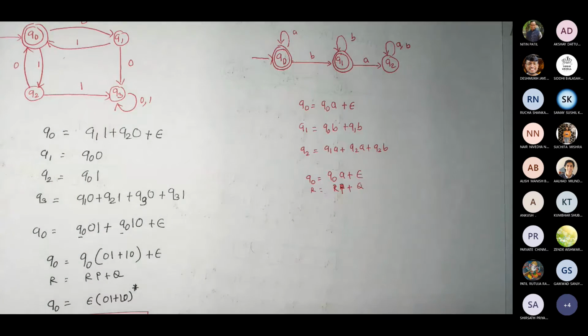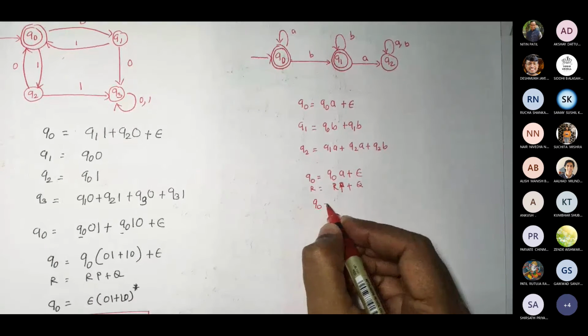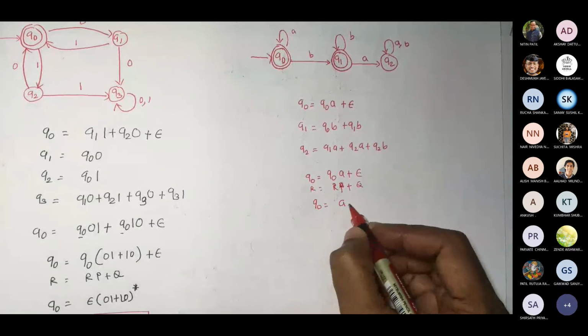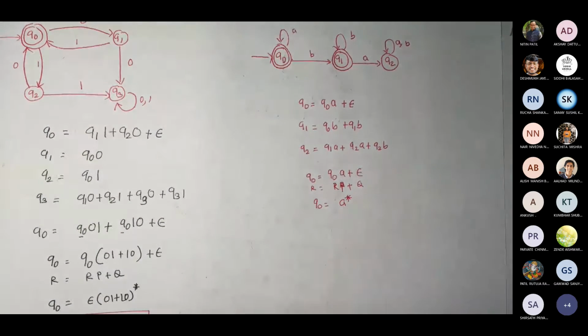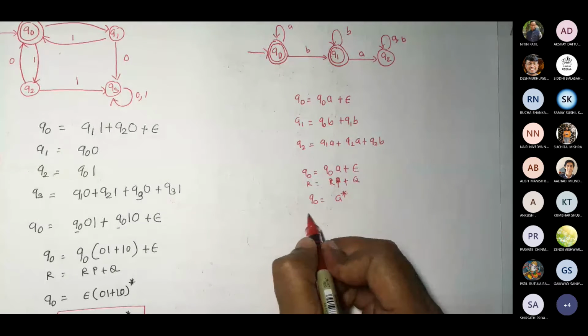So what would be QP star? Q0 equal to, can I write A star? Epsilon A star. Yes, sir. Good. Now what is the Q1 equation?